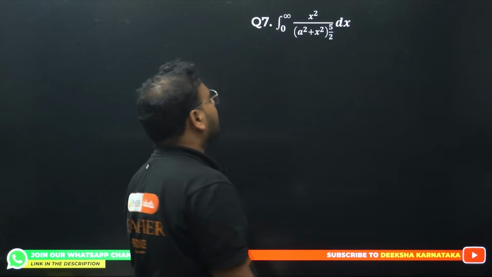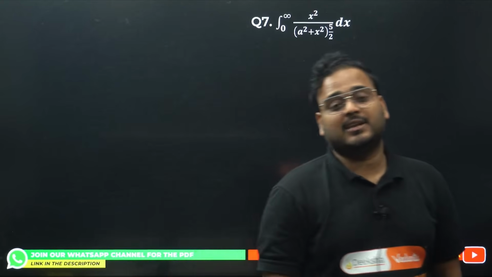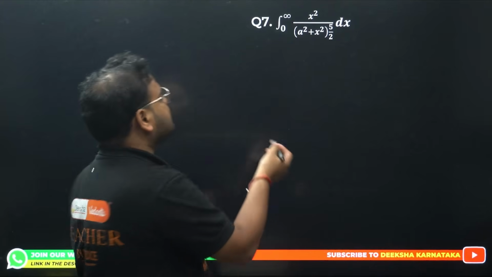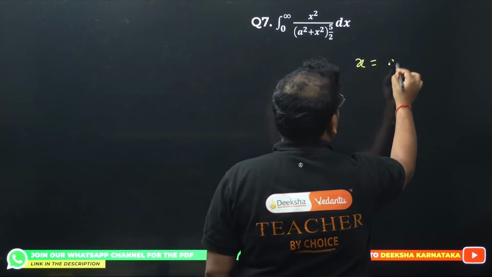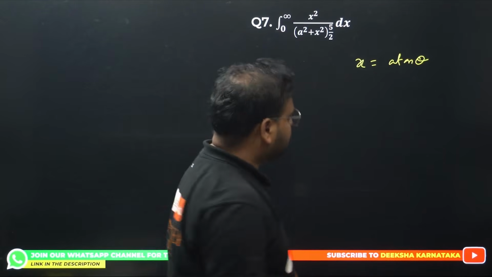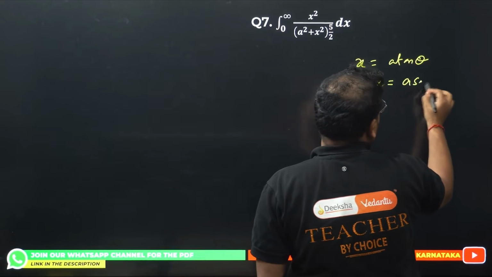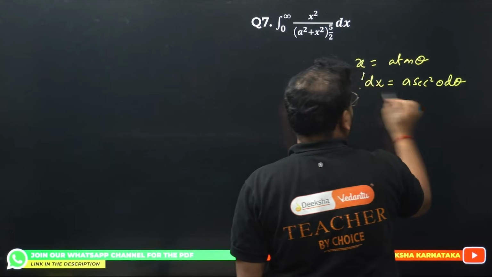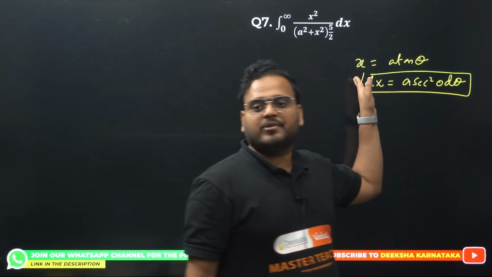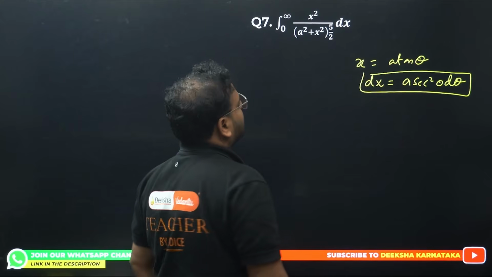Okay, x square upon (a square plus x square) power 5 by 2. Now I have given you a list of substitutions, in what cases which one to use. If you watched my previous session, you will know which one to use over here. x equals a tan theta. Super. So if you differentiate this, you're going to get dx equals a sec square theta d theta. One job is done. I'll replace dx by this value.